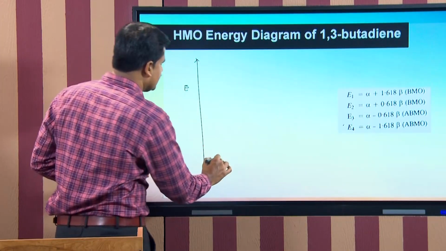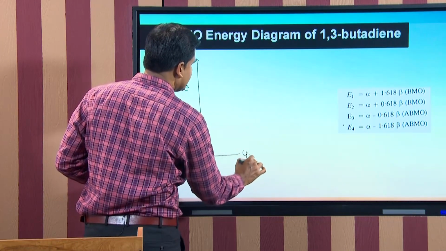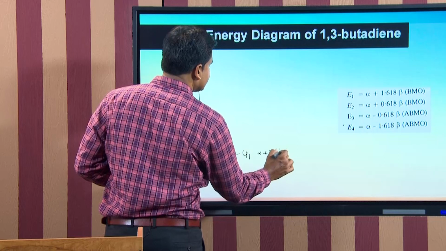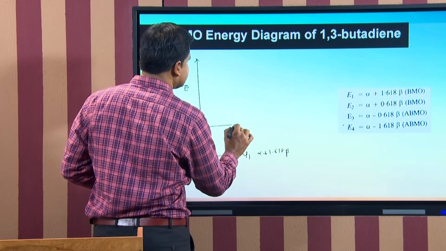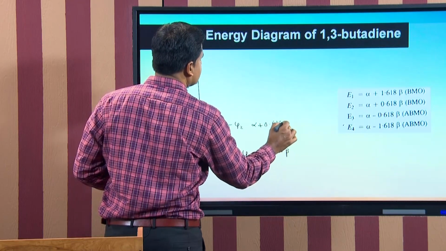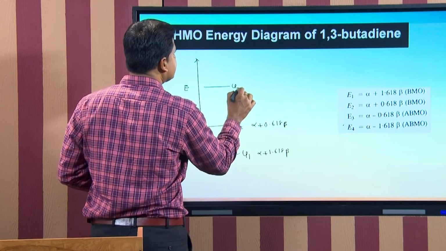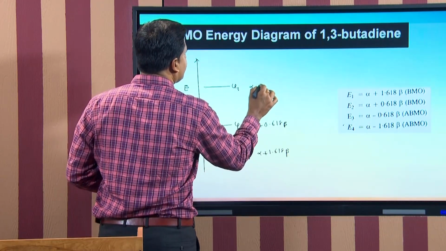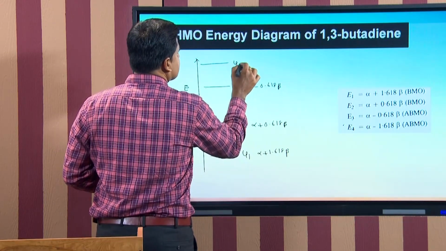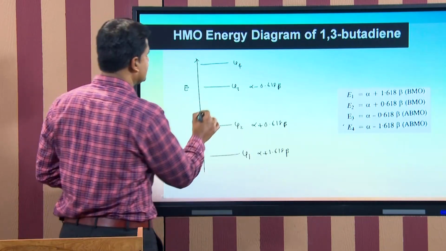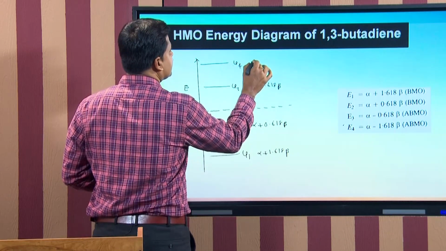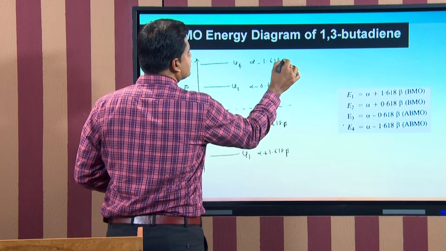Energy is in increasing order. The lowest energy is for psi1, with an energy equal to alpha plus 1.618 beta. The next level is psi2, associated with an energy alpha plus 0.618 beta. Then psi3 has an energy of alpha minus 0.618 beta. And the next level is psi4, the 4th Huckel molecular orbital, with an energy separation, corresponding to an energy alpha minus 1.618 beta.